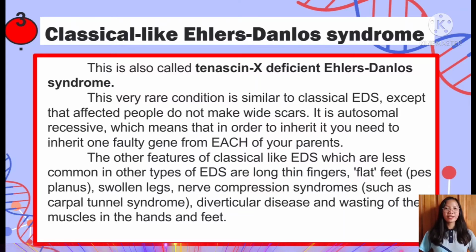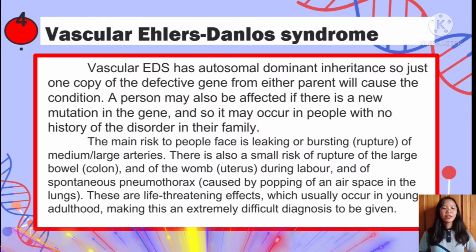It is autosomal recessive, which means that in order to inherit it, you need to inherit one faulty gene from each of your parents. The other features of classical-like EDS, which are less common in other types of EDS, are long thin fingers, flat feet, swollen legs, nerve compression syndromes, diverticular disease, and wasting of the muscles in the hands and feet. Fourth is the vascular Ehlers-Danlos syndrome.